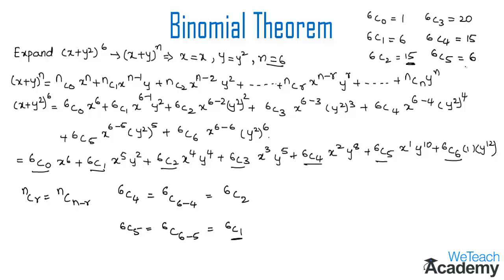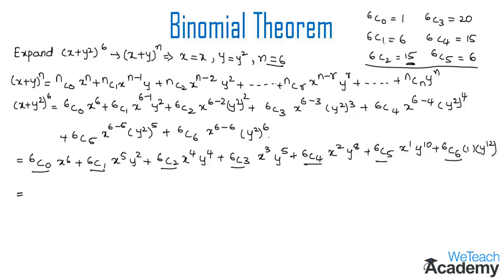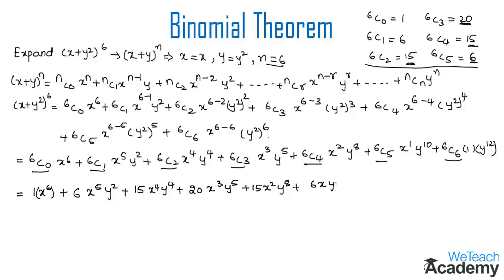6. Now let us substitute the value of all the binomial coefficients in this expansion. By substituting we get 1 into x⁶ plus 6C1 value is 6 into x⁵ into y² plus the value of 6C2 is 15. So by substituting we get 15 into x⁴ into y⁴, and similarly by substituting all the other values we get 20x³ into y⁵ plus 15 into x² into y⁸ plus 6 into xy¹⁰.